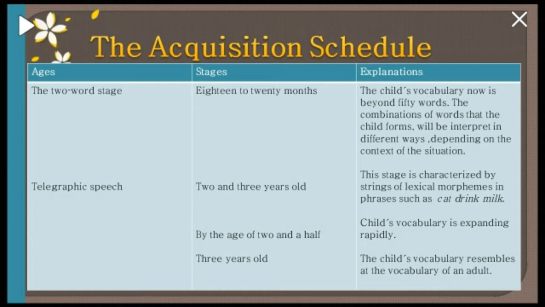Second is by the age of 2.5. The explanation is that a child's vocabulary is expanding rapidly. Sorry, I forgot how to say that. And the last is 3 years old. The child's vocabulary resembles the vocabulary of an adult.